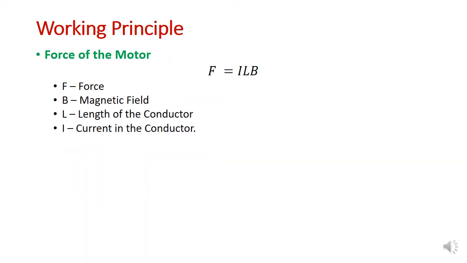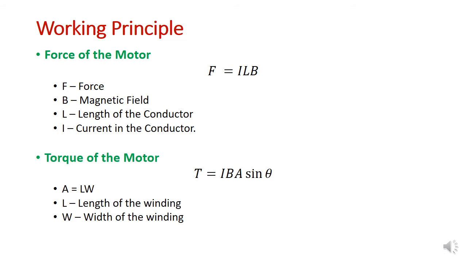So when you see the force produced by this motor, the force is proportional to, or depends upon, the current through the conductor, the length of the conductor, and the magnetic field produced by the field winding. Here it is a permanent magnet, so the magnetic field is fixed. We cannot change it because it is a permanent magnet. So we cannot control the field. The field is a fixed one. The only thing we can control is the current. When we control the current, the force will be produced.